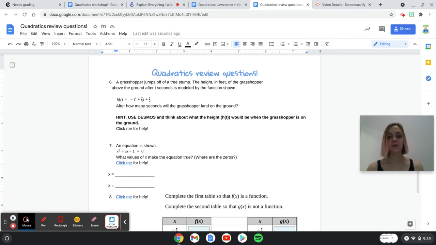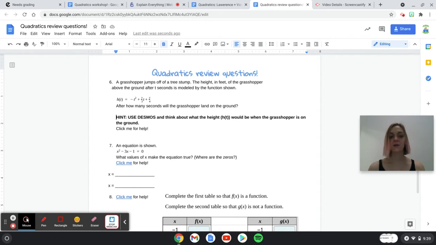The height in feet of the grasshopper above the ground after t seconds, so any number of seconds, is modeled by the function shown. And we've got that right here. After how many seconds will the grasshopper land on the ground?